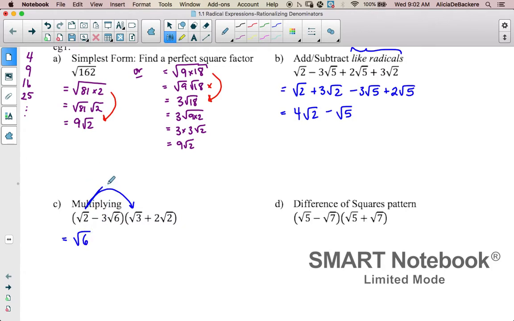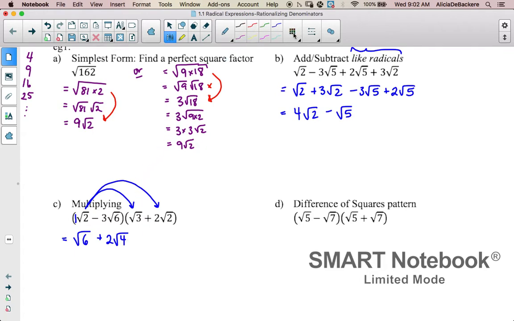And then I'll do root 2 times 2 root 2. Now here there's a coefficient, so what I do for this is I multiply the two coefficients together. The coefficient here is 1, so 1 times 2, that gives me 2, and it is positive. And then I multiply the numbers under the root. So root 2 times root 2, that's root 4.